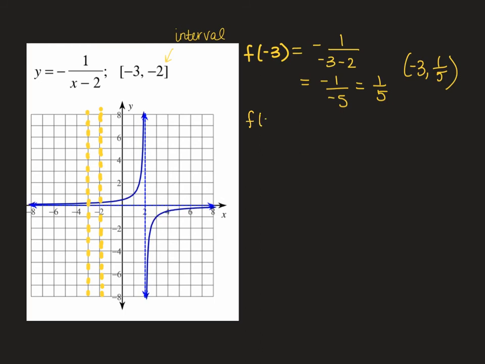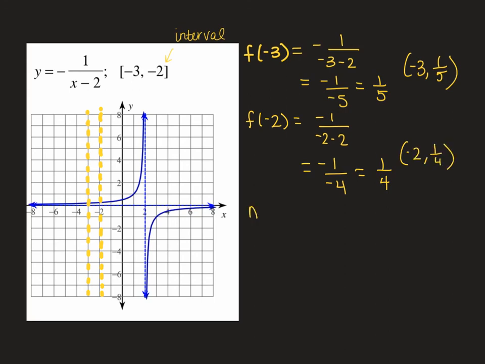And then our second point is when we plug in negative 2. So it's negative 1 over negative 2 minus 2. Be extremely careful with signs. Okay, negative 2 minus 2 is really negative 4. And this also becomes positive 1/4. So there we have our second point. We have negative 2, 1/4.